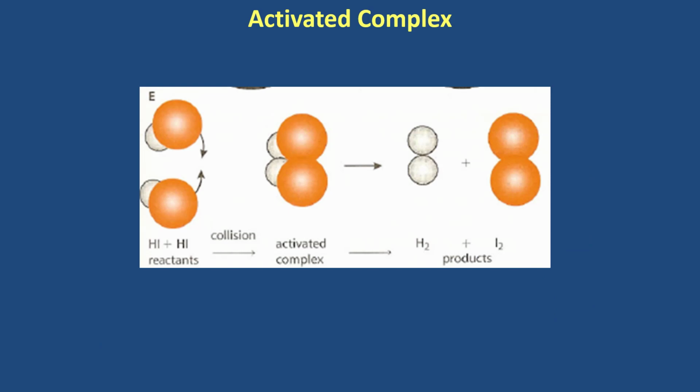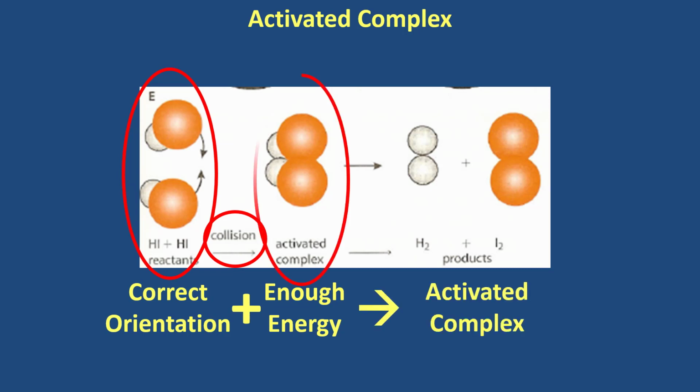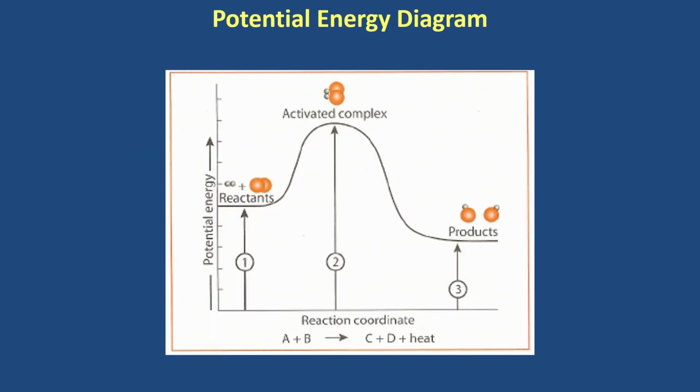So to summarize, we have the reactants. They come together in the correct orientation with the right amount of energy, and they form the activated complex. And then you can make the products. And this is what it looks like, a potential energy diagram. The potential energy of the reactants is over on the left. As they react, their potential energy gets greater, the activated complex forms, and you can either go on to make the products or you could go backwards to make the reactants.